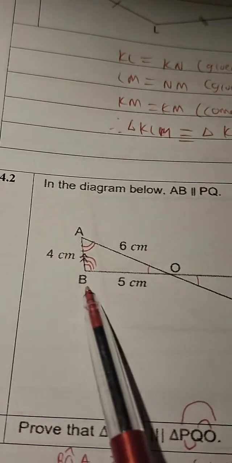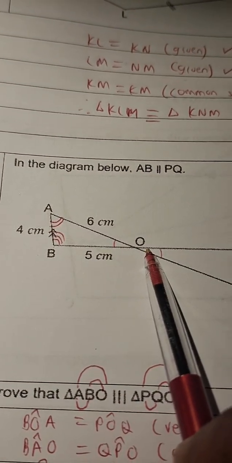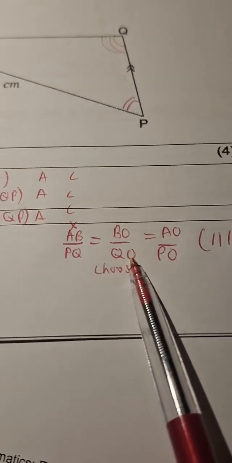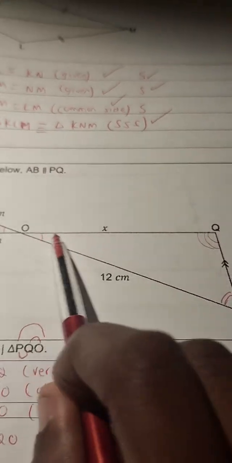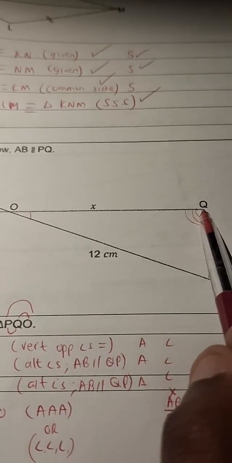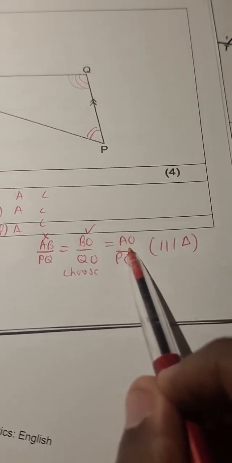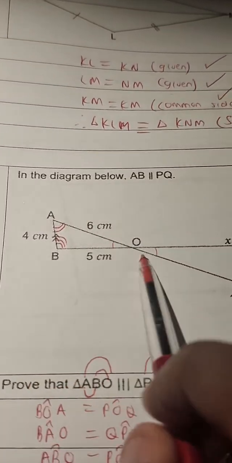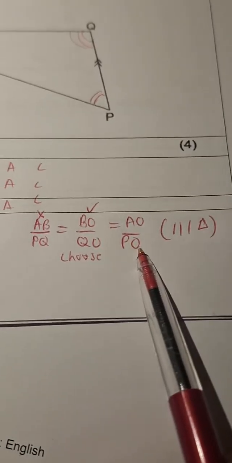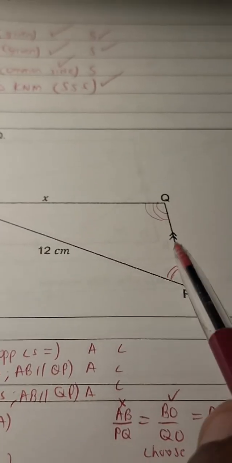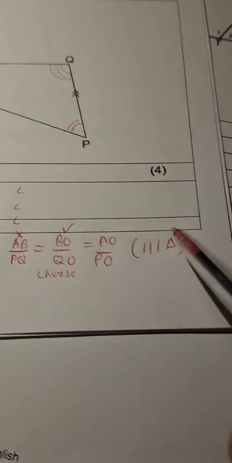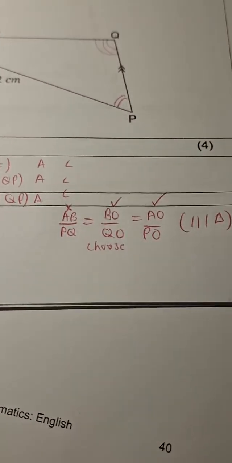So let's move on to the second fraction. What is BO? BO is 5 centimeters. Good. What is QO? QO is the X value that I want. So this fraction I'm definitely going to take. Let's go to the last fraction, AO. What's AO? AO is 6 centimeters. What about PO? PO is 12 centimeters. I am also going to take you. Choose two fractions.